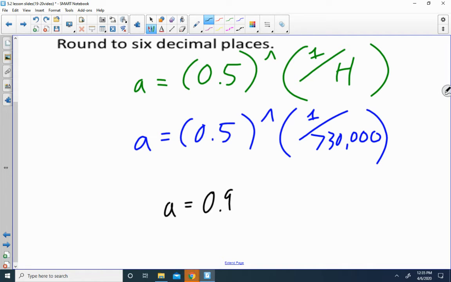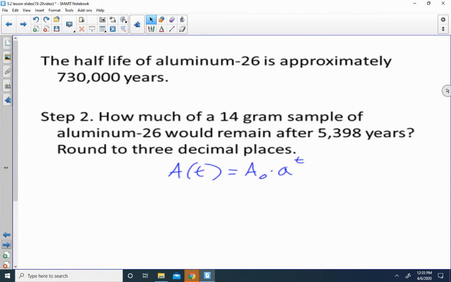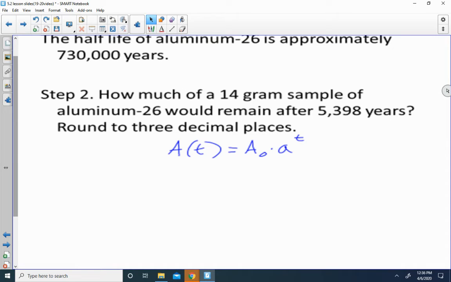That's little a, 0.999999. All right, put that in the Hawks program, easy point. That's step 1. Now step 2. We're still with aluminum, aluminum 26 with a half-life of 730,000 years. So now, how much of a 14-gram sample of aluminum 26 would remain after 5,398 years? Okay, we got the information.